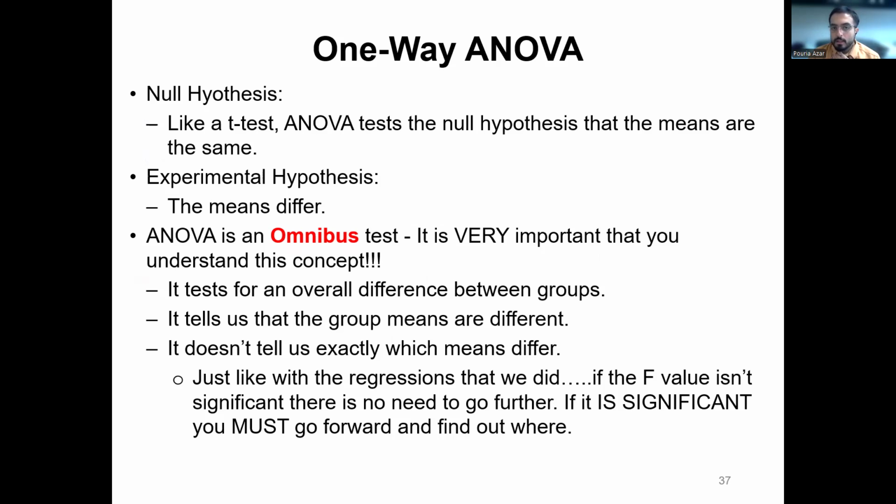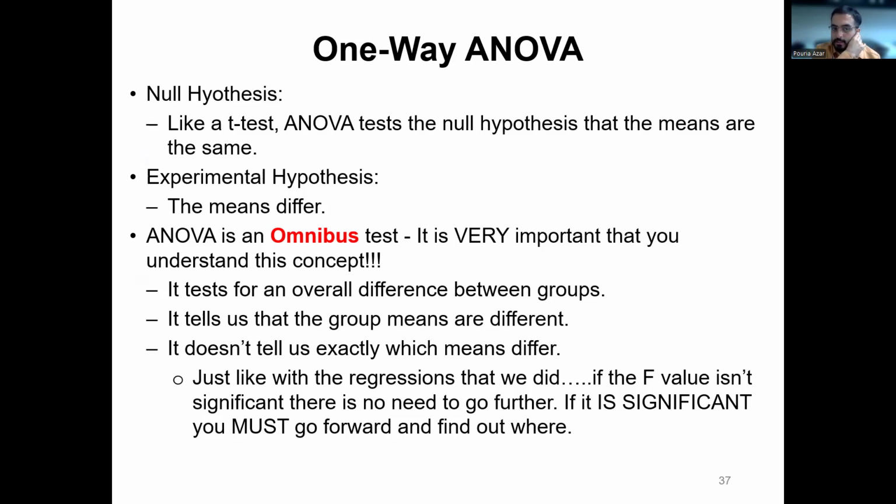So the null hypothesis in one-way ANOVA is just like a t-test. ANOVA tests the null hypothesis that the means are the same. But in a t-test, we have two independent means. In ANOVA, we have more than two independent means. The experimental hypothesis is that the means differ. At least one of the means is different from the other means. At least one of them.